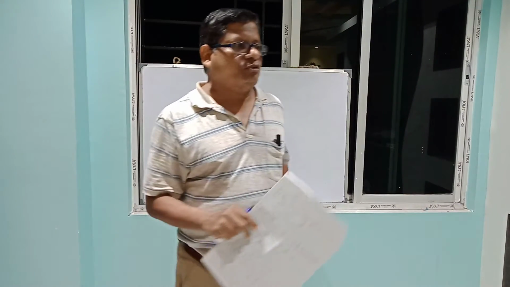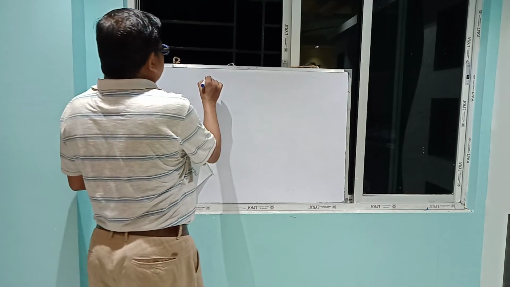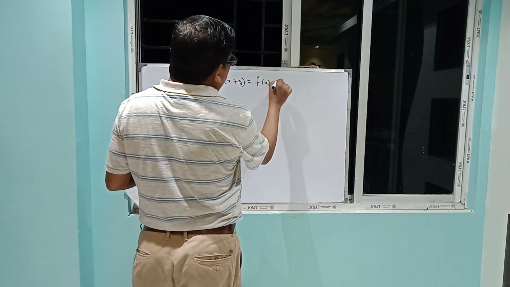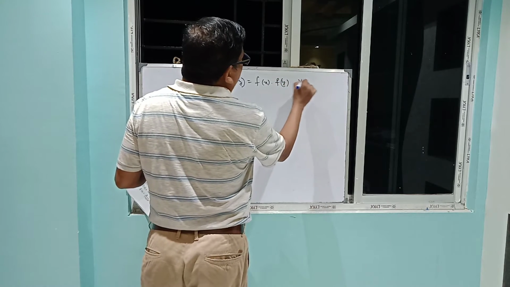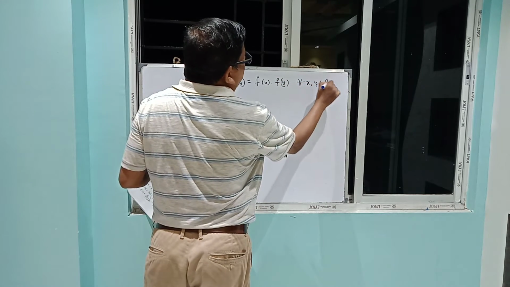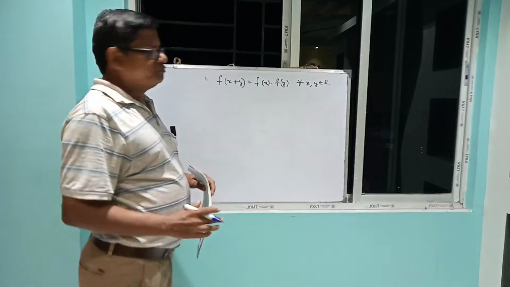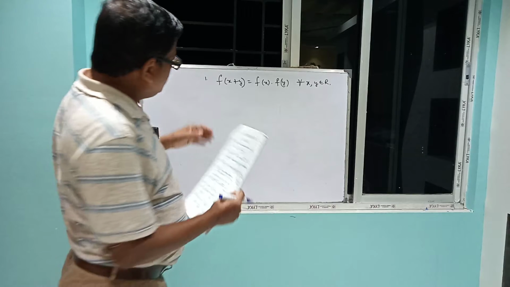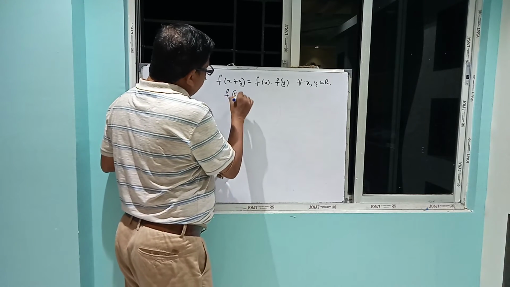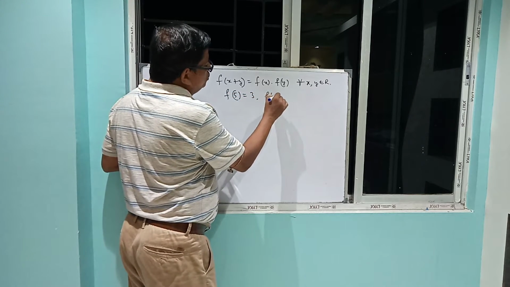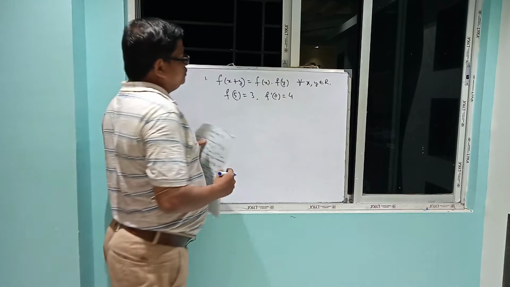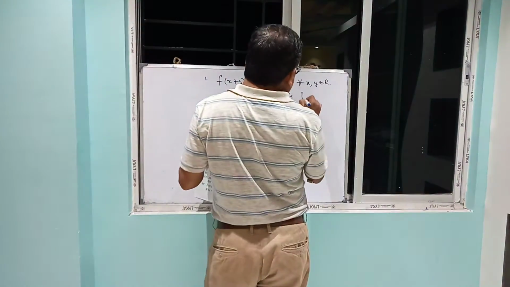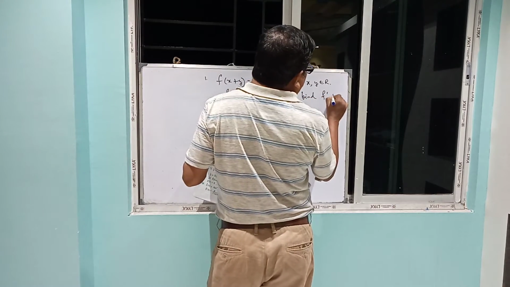f of x plus y. Once I write first sum. So write f of x plus y equal to f of x into f of y for all x, y belongs to real number R. Okay. f of x plus y equal to f of x into f of y, and f of 5 equal to 3 is given, and f dash 0 equal to 4 is given. f dash 0 equal to 4. Find f dash 5.